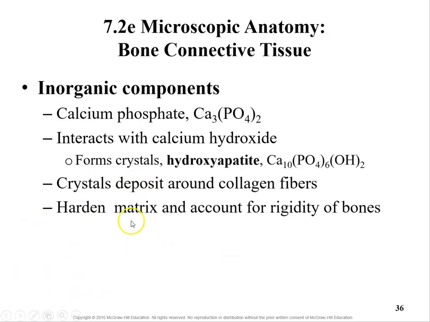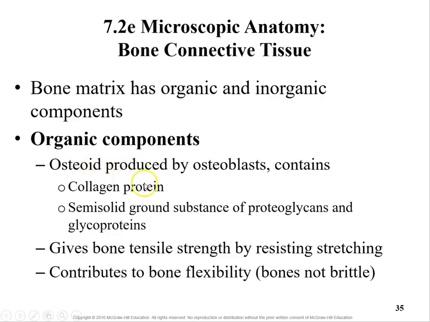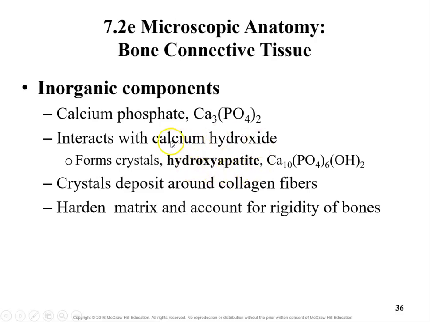The inorganic components, you'll see calcium phosphate interacts with calcium hydroxide to form hydroxyapatite, and that's going to be the primary inorganic component of bone tissue. What happens is the osteoid comes first, there's a bunch of collagen proteins in it, and then hydroxyapatite crystals start to form around those collagen fibers. Those fibers provide a nidus in which they can start to precipitate, and they precipitate into crystals. Then they harden, and this accounts for the rigidity of bones.